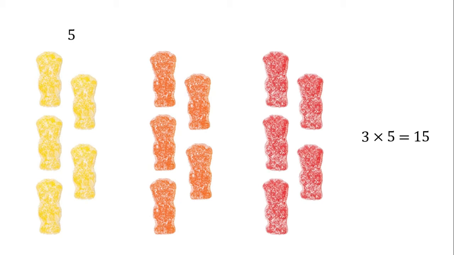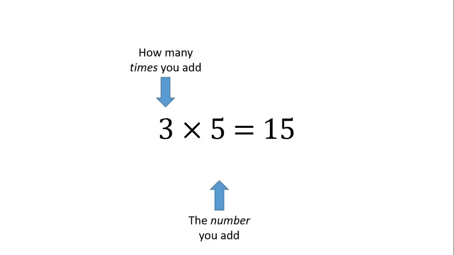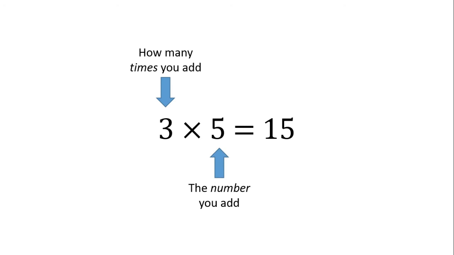There are 5 plus 5 plus 5. There are 3 5's, and 5 plus 5 plus 5 is 15. Now, at this point, I think we need to come up with some sort of rule about when we're doing that adding. What do the two numbers represent? The number on the left tells you how many times you're adding, and the number on the right tells you what you're adding up. So 3 times 5 means that you're adding 3 times, and you're adding the number 5, which is why it's called times, because it tells you how many times you're adding it.